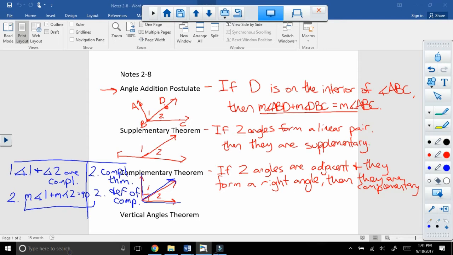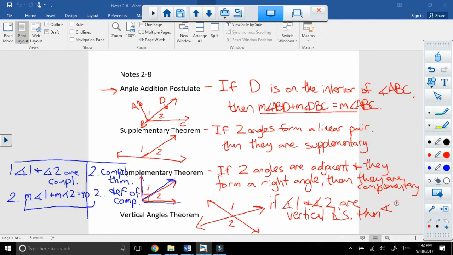Okay, and then the last one here is the vertical angles theorem. For the vertical angles theorem, when you have vertical angles in the picture, the vertical angles theorem just says that they are congruent. So I'm going to say that if angle 1 and 2 are vertical angles, then they are congruent. So if angle 1 and 2 are vertical angles, then angle 1 is congruent to angle 2.